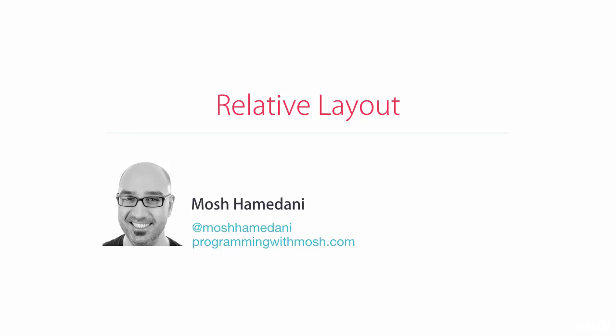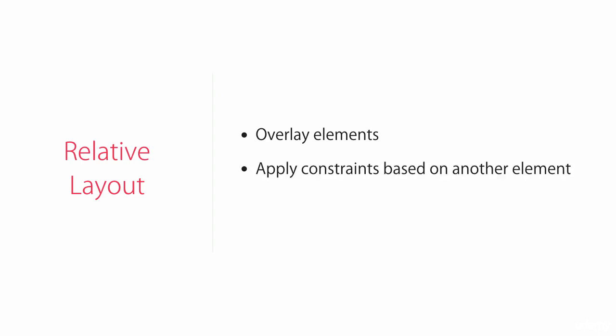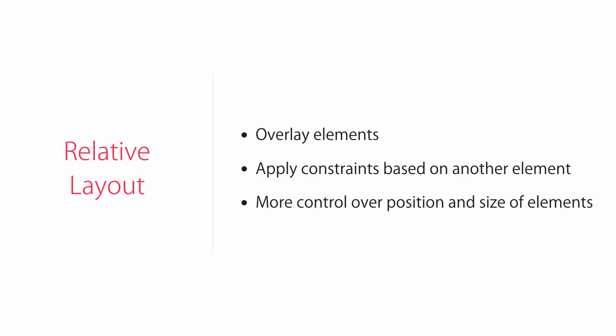Okay, and the final layout type we have in Xamarin Forms is relative layout. Similar to absolute layout, with relative layout, we can overlay elements on top of each other. But relative layout is more powerful than absolute layout because you can apply a constraint to the position or size of an element relative to another element. So it gives us more control over the position and size of elements.